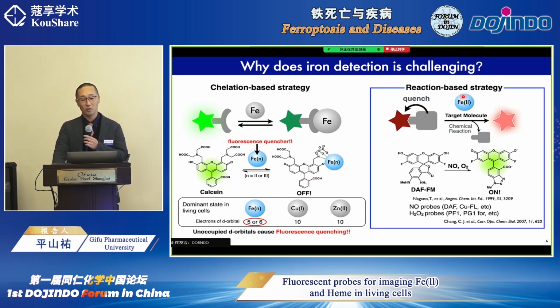We decided to use a reaction-based strategy. In this case, a fluorescence quenching domain is tethered to the fluorophore to quench the fluorescence. When this probe reacts with the target molecules, the quenching domain is clipped off, and we can see a turn-on response. In this case, we targeted Fe2+, and what chemical reaction can be used for the selective detection of Fe2+ is the first question.